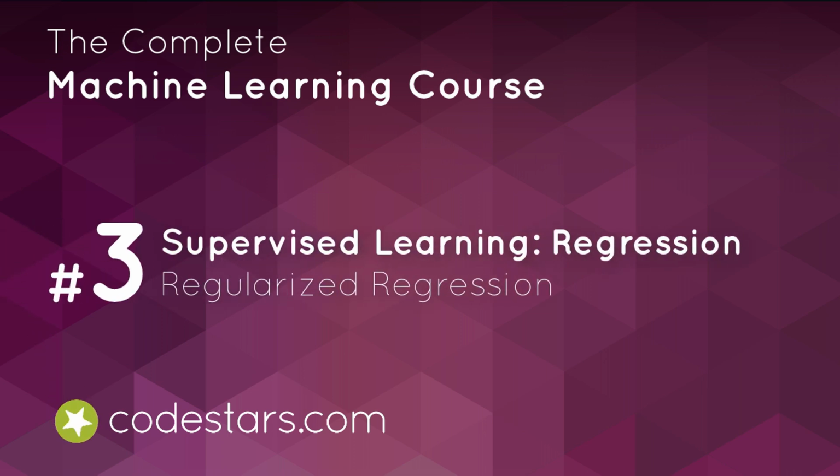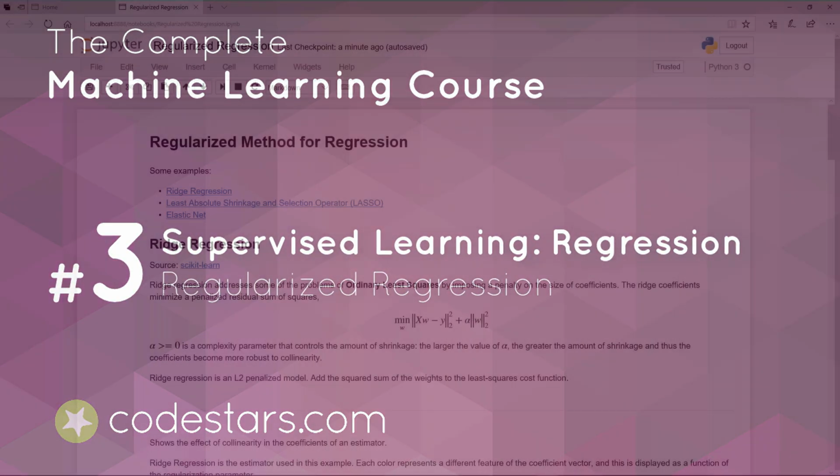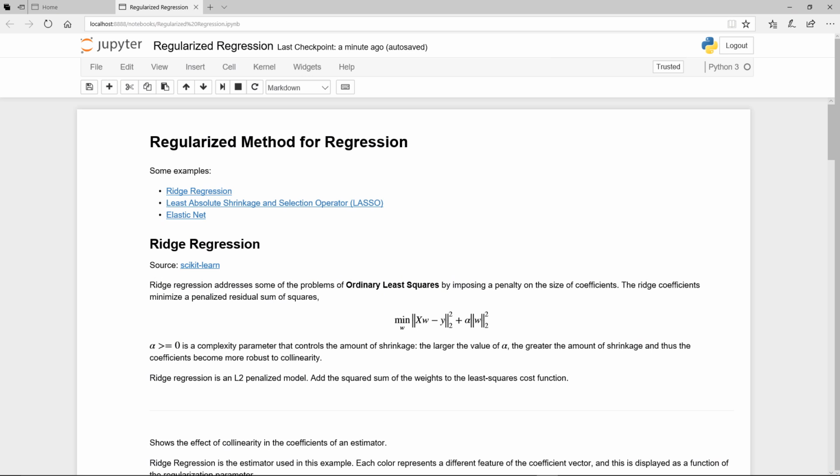Welcome back. In the previous video, we covered ordinary least square regression with gradient descent, the method that we use to estimate our coefficients. So in this video, we're going to cover regularized methods for regression. The basic idea of regularized methods is that they try to address some of the problems of ordinary least squares by imposing a penalty on the size of the coefficients.